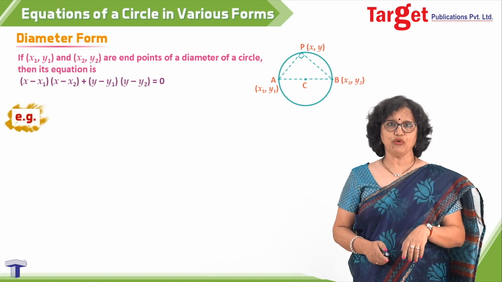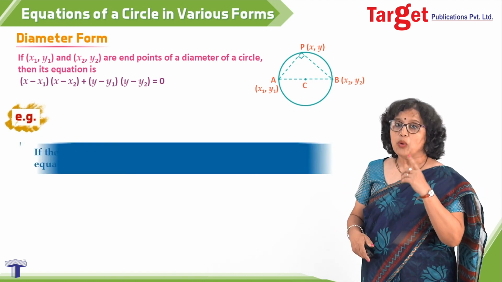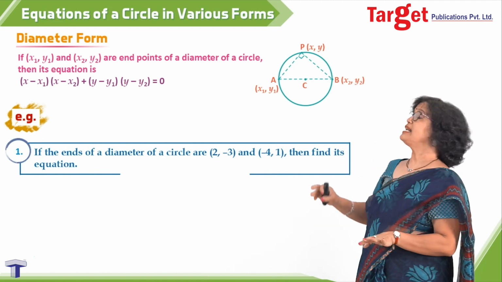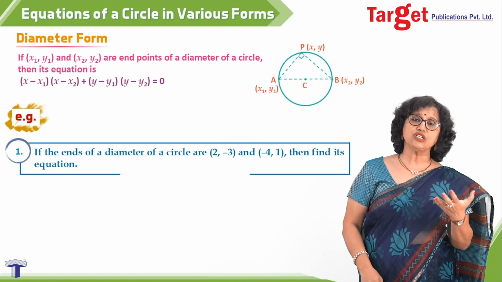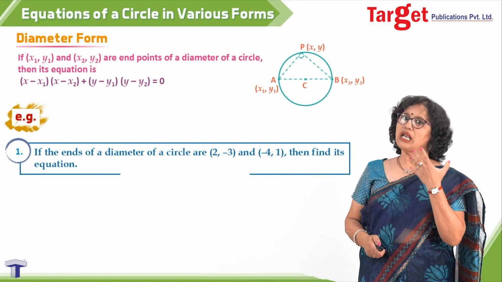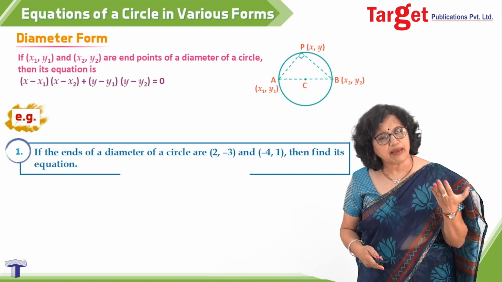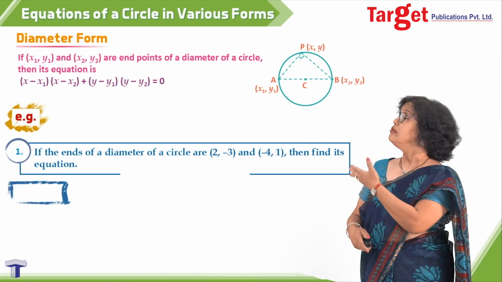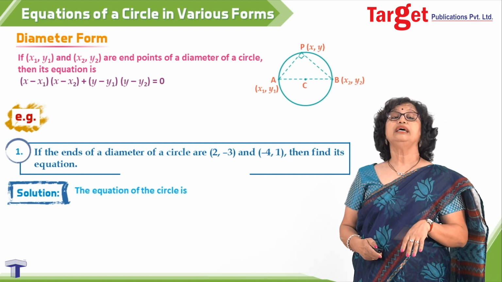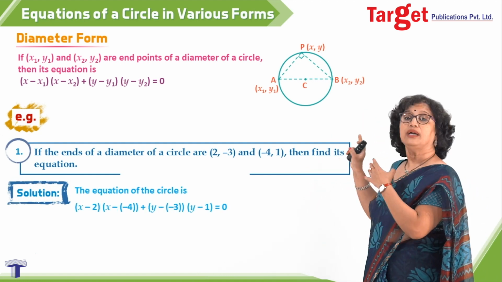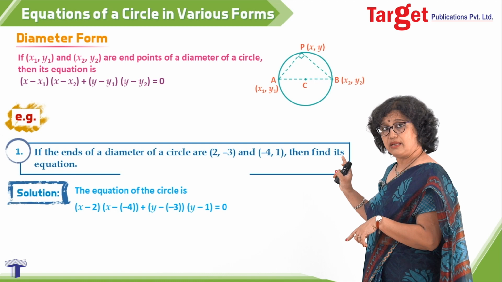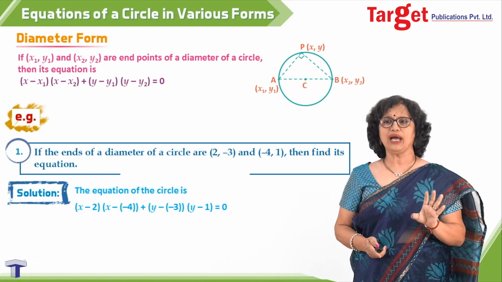Now let us take one example before we proceed to the next thing. The example is: if the ends of the diameter of a circle are given as (2, -3) and (-4, 1), then we are expected to find the equation of the circle. Now we have to name (x1, y1). I may call (x1, y1) as (2, -3), and I can call (x2, y2) as (-4, 1), and I can proceed and write the equation of the circle. The equation of the circle would be (x - 2)(x - (-4)) + (y - (-3))(y - 1) = 0, and simplify.